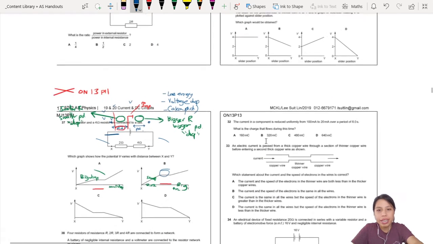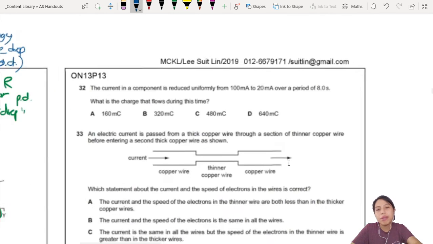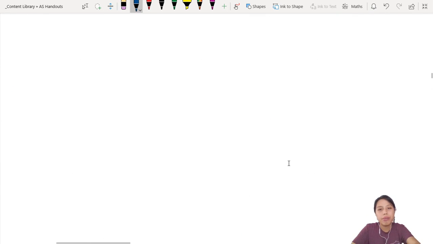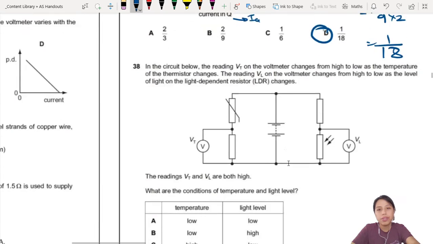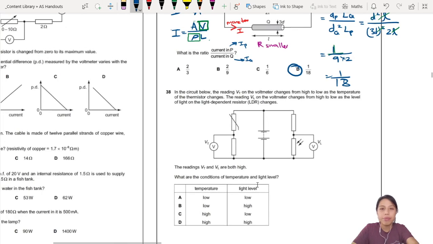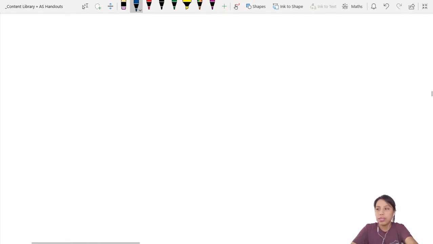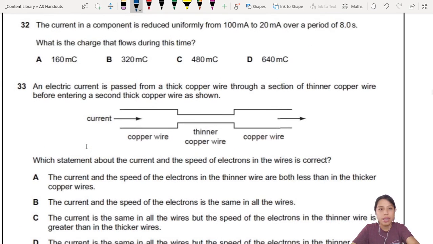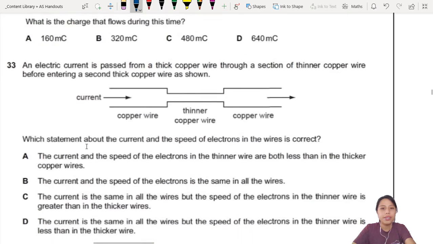Actually, I changed my mind. The graph that we're going to look at is quite mind-boggling if you're not sure what to think about it. So we're going to look at a conceptual question first. It's the wrong page. Let me find page 17. 14, 15, 16, 17. There, page 17, ON13 P13.